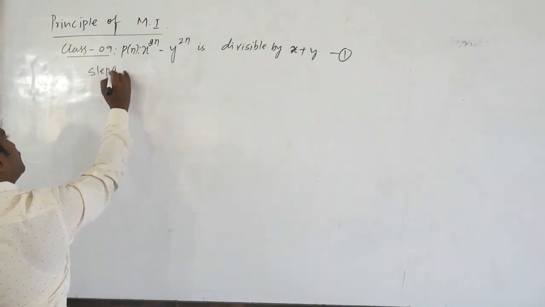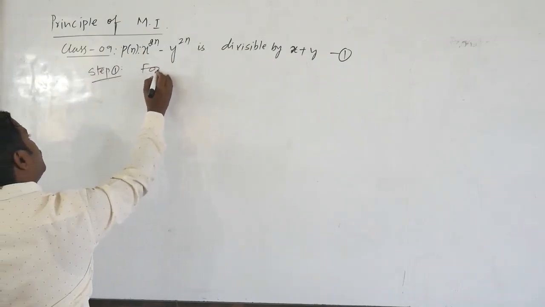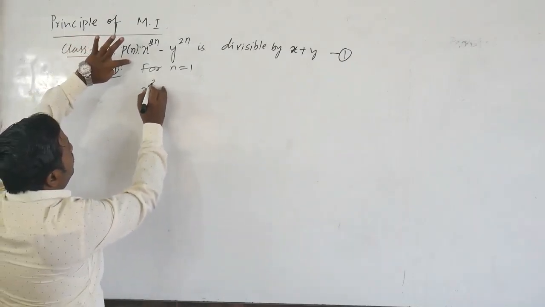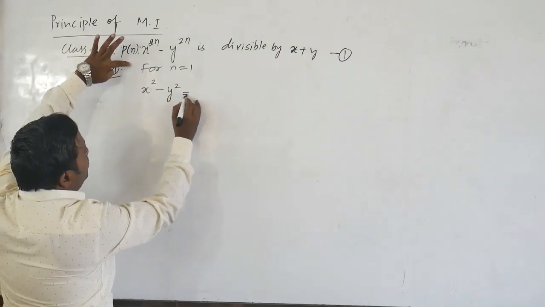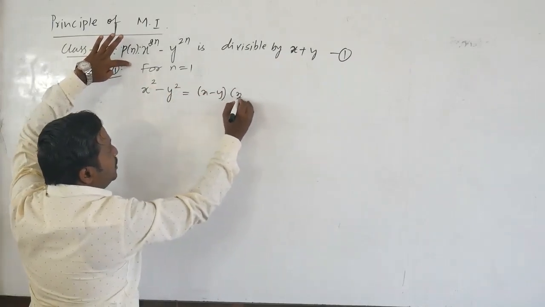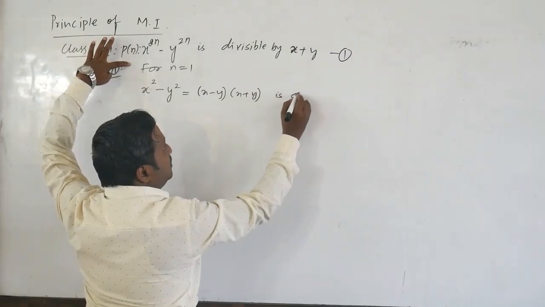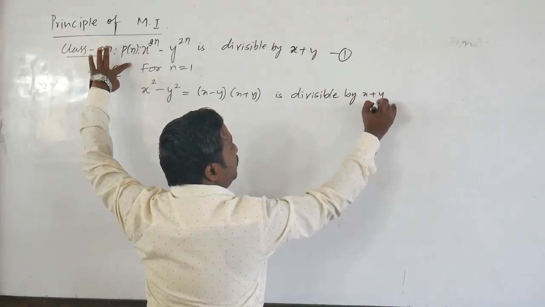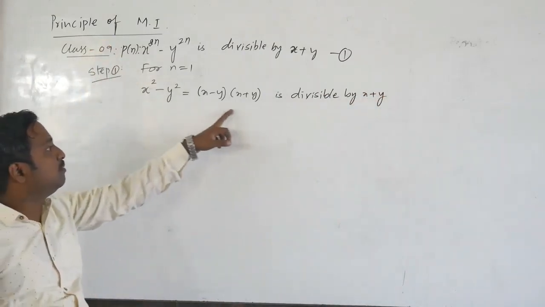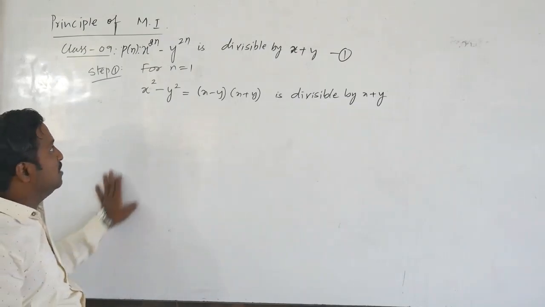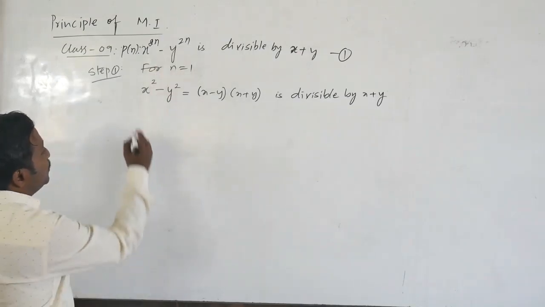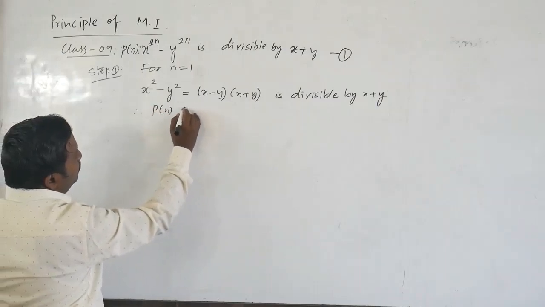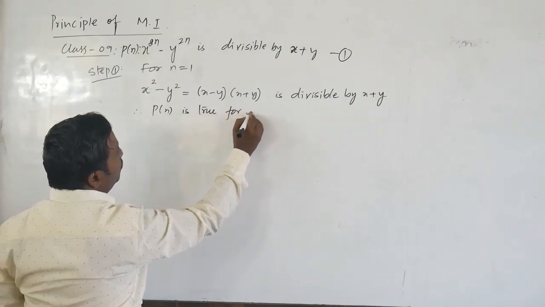Step 1. For n equal to 1, we have to show this. So for n equal to 1, x square minus y square is equal to x minus y into x plus y, which is divisible by x plus y. I hope you will get it. x square minus y square is always a multiple of x plus y. Therefore, conclusion: P of n is true for n equal to 1.